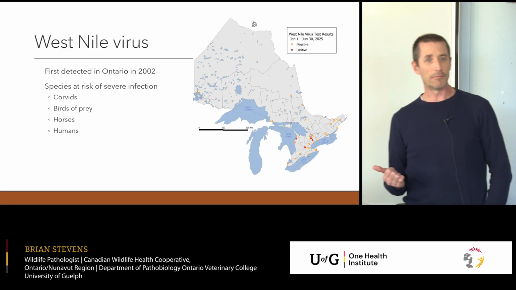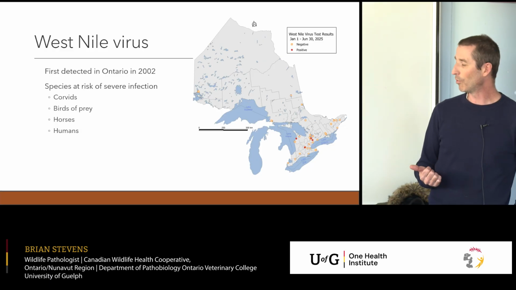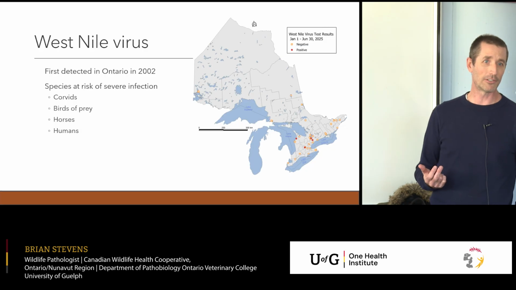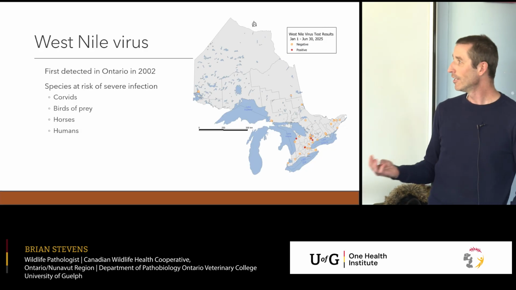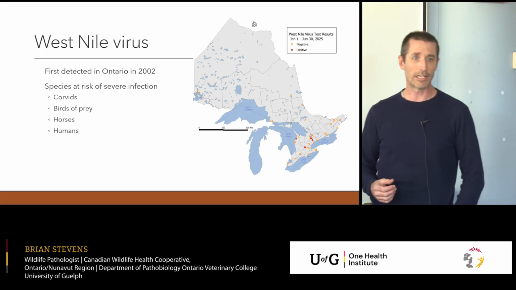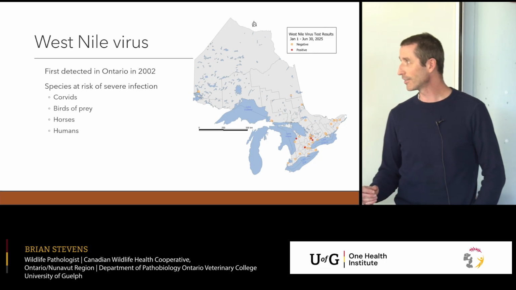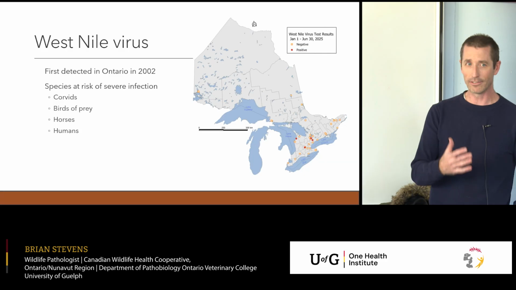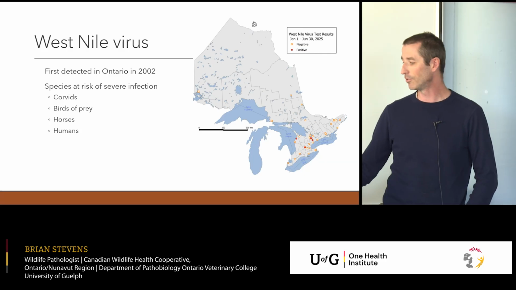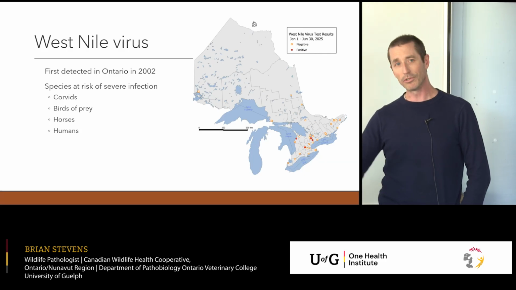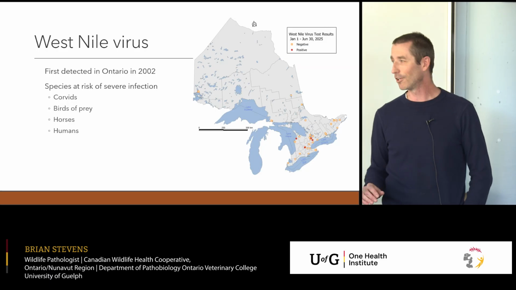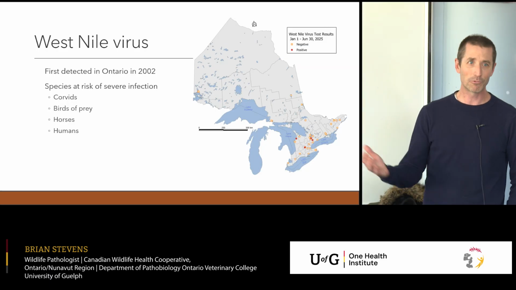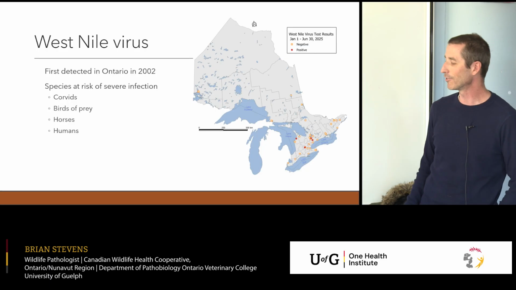But this is a disease that mainly affects some of our wild species. Corvids, crows and ravens, are highly susceptible to this virus. Our birds of prey, so hawks, eagles, owls, turkey vultures, are also susceptible to it. And when we get on the non-wild side, horses and then humans are also highly susceptible to severe infection. We do get cases across the province. Wherever there are mosquitoes across Ontario, we probably do have some West Nile virus circulating out there.